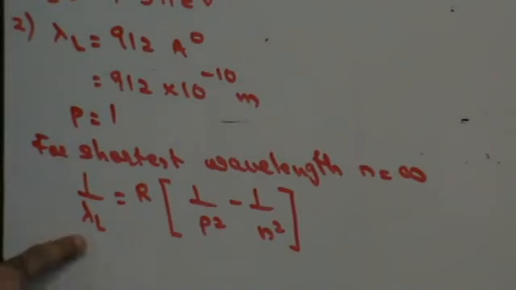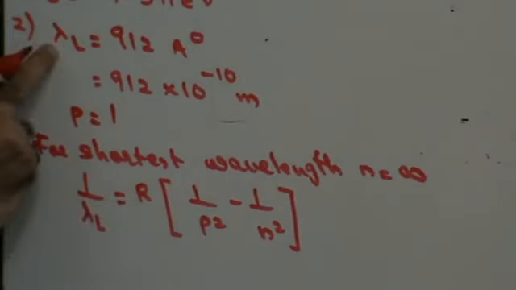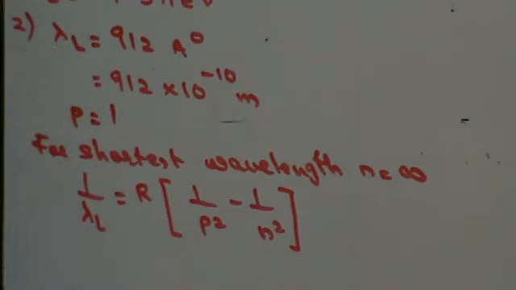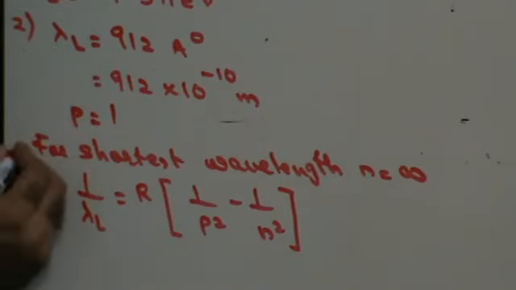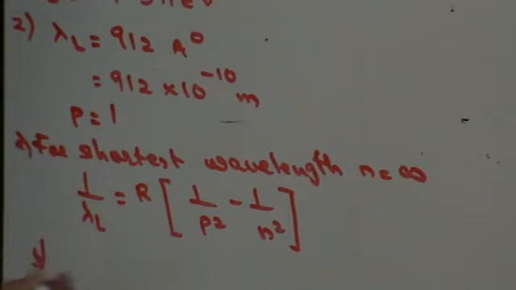Right? So I know the value of lambda, I know p, I know the value of n. So in that case, I'll come to know the value of Rydberg constant, because lambda is given to me, p and n are given to me. Next, the second part of the question for Balmer series.